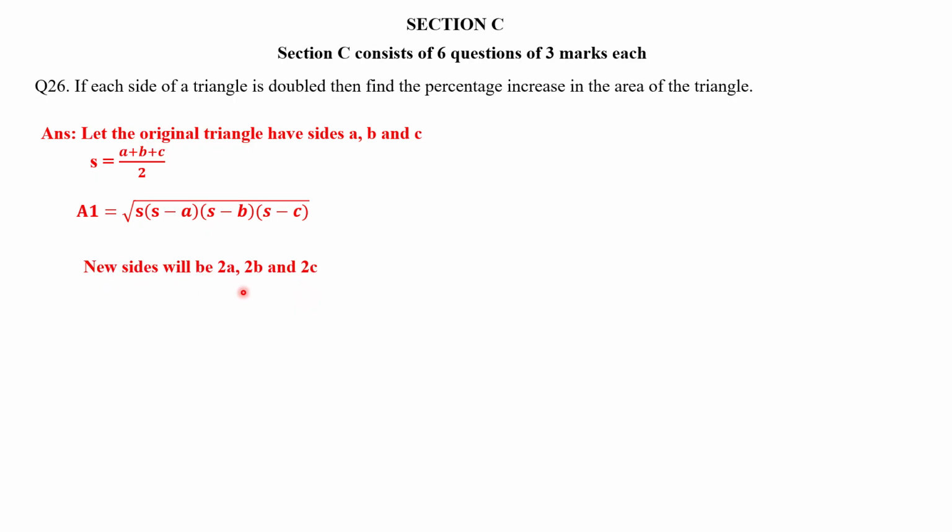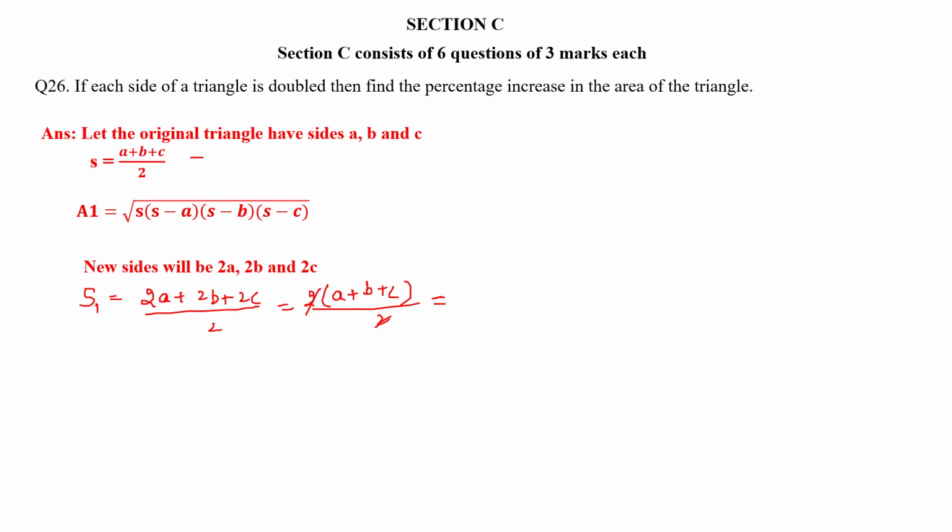Now take the new sides will be 2A, 2B and 2C, because it says that when each side of a triangle is doubled, then what is the percentage increase? So let's find the semi-perimeter of this. Semi-perimeter here I am writing as S1, which will be equal to (2A plus 2B plus 2C) by 2. And if I take 2 common, it will be (A plus B plus C) by 2. 2 and 2 cancel, so I am left with A plus B plus C.